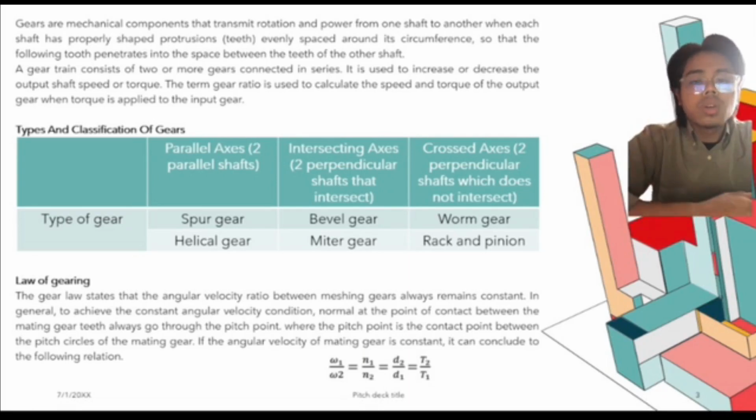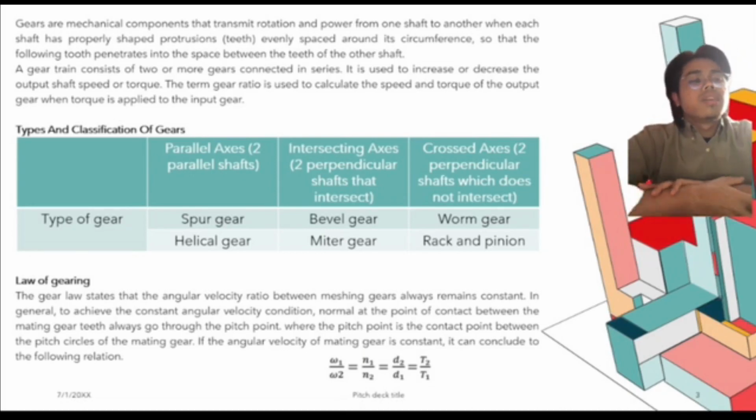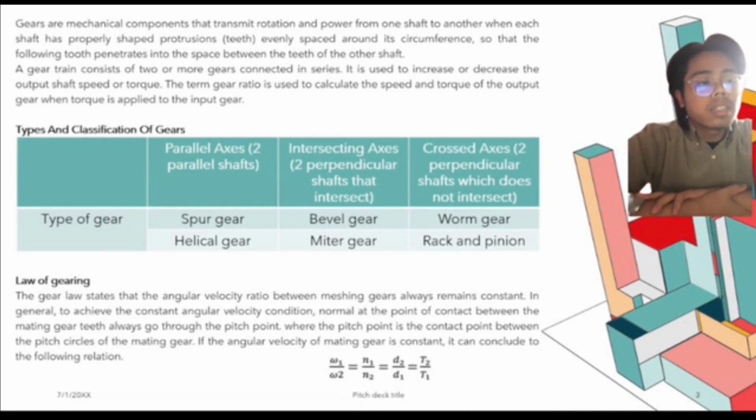Types and classification of gear. From the table we can see we have 3 classifications and 6 types of gear. First, parallel axis, 2 parallel shafts. For example, spur gear and helical gear. Second, intersecting axis, 2 perpendicular shafts that intersect. For example, bevel gear and miter gear. Third, cross axis, 2 perpendicular shafts which do not intersect. For example, worm gear and rack and pinion.